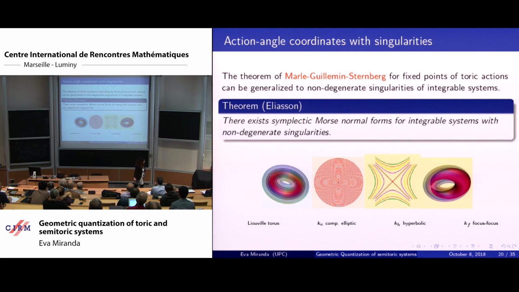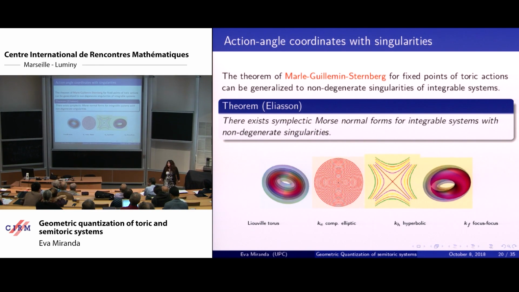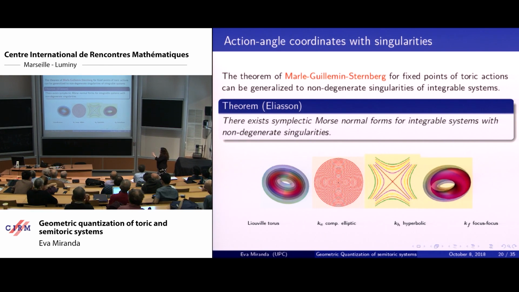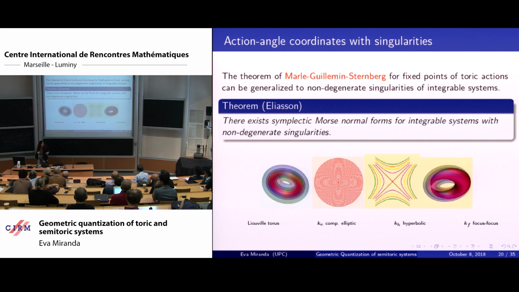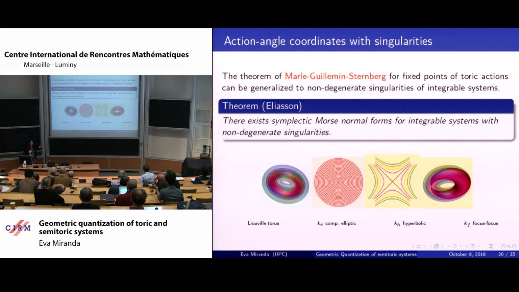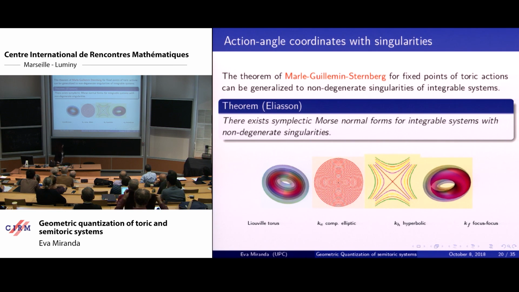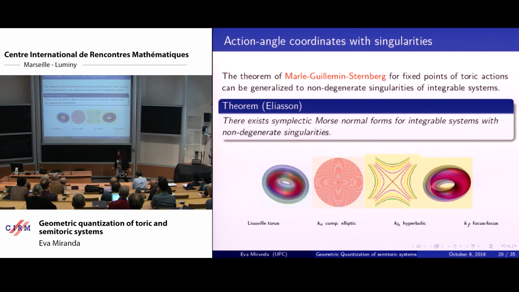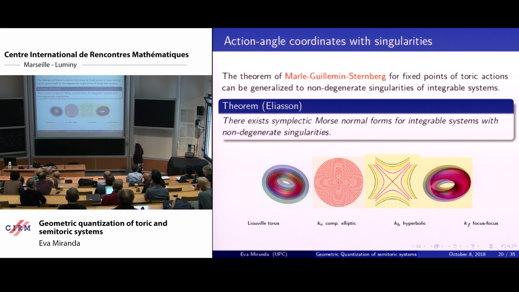Because, well, myself, when I was doing the thesis, I provided a complete proof because the proof in Eliasson's thesis was complete in the completely elliptic case, but it had some cases that needed to be checked. So in my thesis, I gave a new proof of the hyperbolic case. And San Vũ Ngọc there, he considered the focus-focus case. So if you look in the literature, you will find many, many proofs. So many people have contributed to this theory.